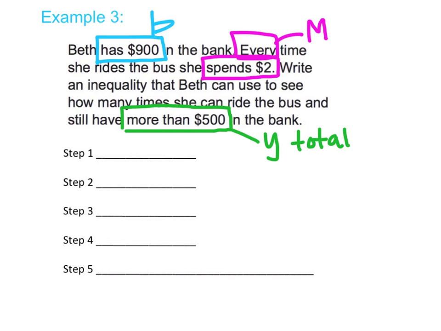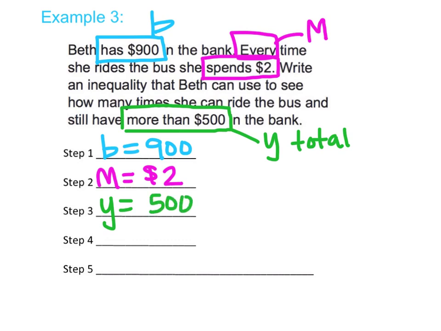I'm going to put these in. The B represents $900 that you begin with. The M represents the $2 I'm going to spend. The Y equals the amount of money I want to have at the end, which is $500. And the symbol we said we were going to use, it had the specific words more than. So I'm going to put in a more than sign.